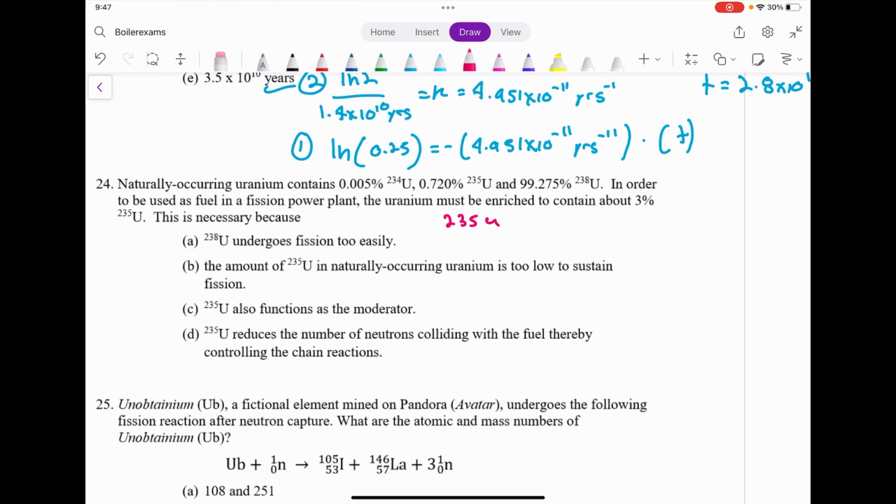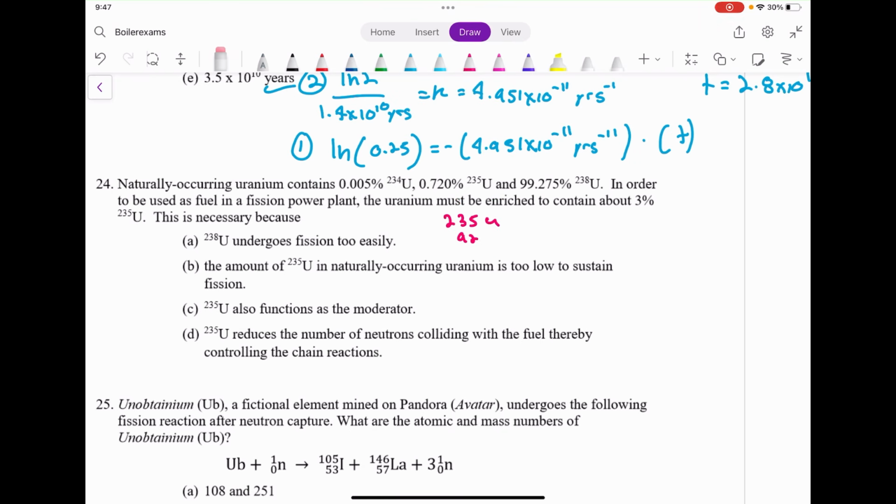Uranium-235 is always the fuel. Is it 92? I think it's uranium. Where am I looking? Yeah, uranium has atomic number 92. I was just checking that. I got a periodic table open. Okay, anyways, this is always your fuel in the nuclear fission reactions.